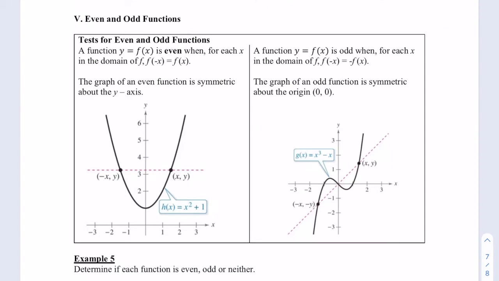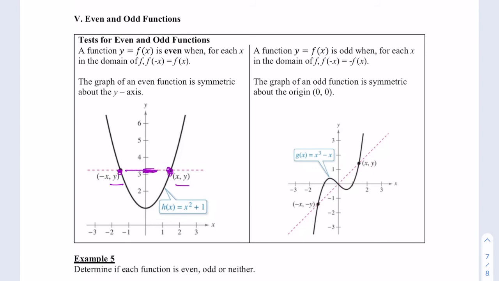Let's consider functions and determine if they're even, odd, or neither. So let's first define an even function. An even function is a function where when you plug in a value for x with negative x, its opposite, you'll get the same value for y. So if you look at the graph, if I plug in a value here for x, I get something like 3. And then I plug in a value over here, that same value but its opposite, I'll also get the same y value.